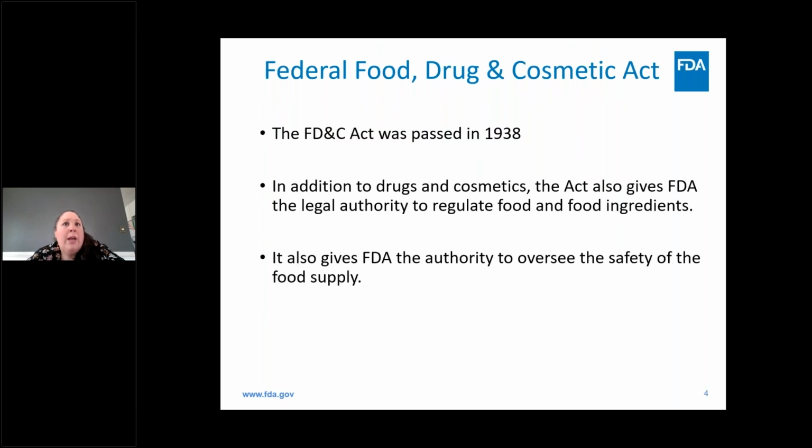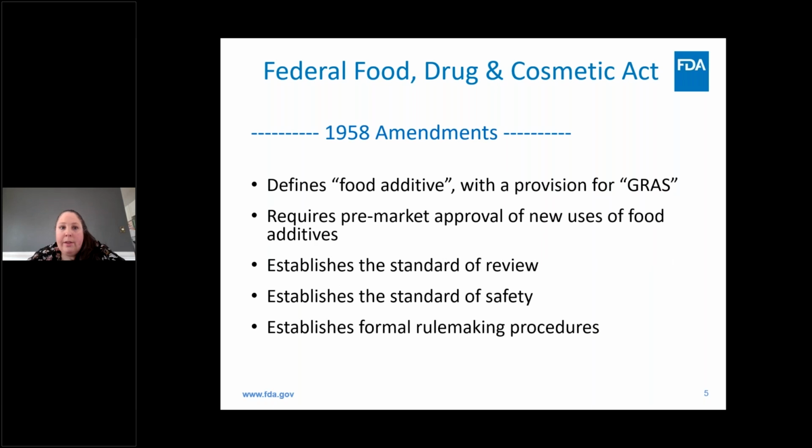Now that I've introduced why ingredients are added to foods, let's consider the regulatory implications of this. I'll begin with an overview of the Federal Food, Drug, and Cosmetic Act. We call this the FD&C Act, and it was passed in 1938. In addition to providing the regulatory framework for drugs and cosmetics, it also gives the FDA the authority to regulate food and food ingredients and to oversee the safety of the food supply.